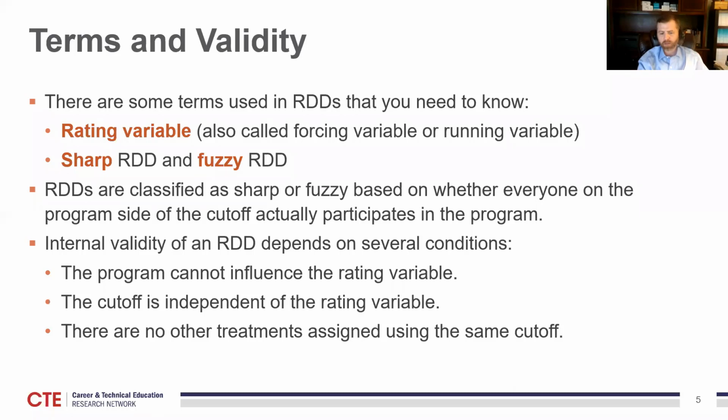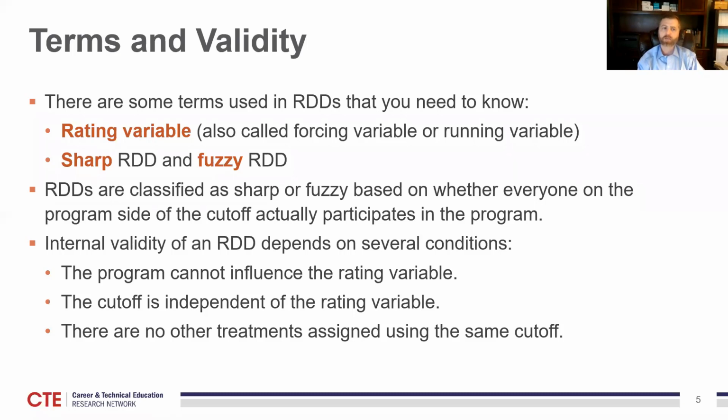One of them is that the program itself can't influence the rating variable. So participating in the program can't have an influence on, say, that rating of student poverty. And this is fairly easy to confirm as long as the rating variable is something that's determined before an individual would participate in the treatment that you're studying. That should be the case.